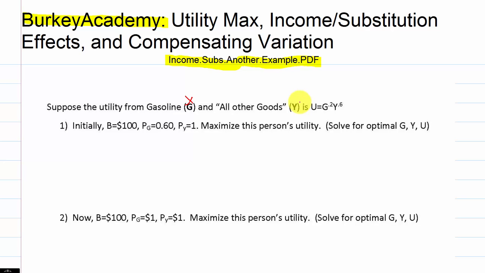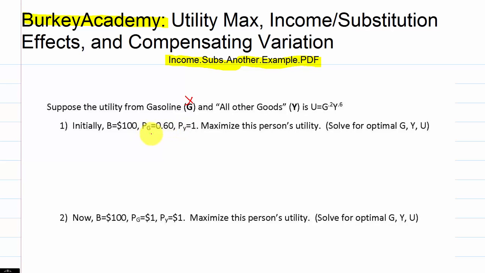Now I'm going to stick with this Cobb-Douglas utility function for this example, because it's simple to work with and simple to do the marginal rate of substitution. So if this is this person's utility function, the amount of gasoline to the 0.2 times y to the 0.6, let's assume initially this person has a budget of $100, the price of gas is 60 cents a gallon, and the price of all other goods is $1.